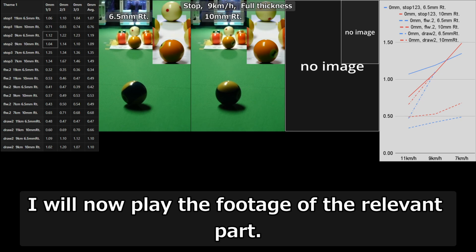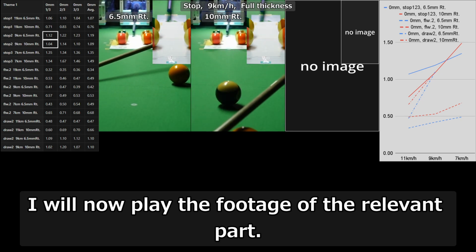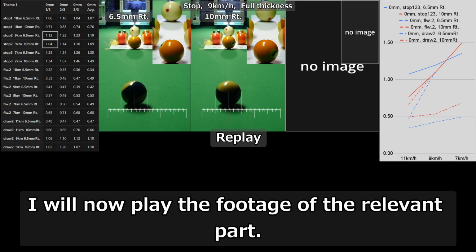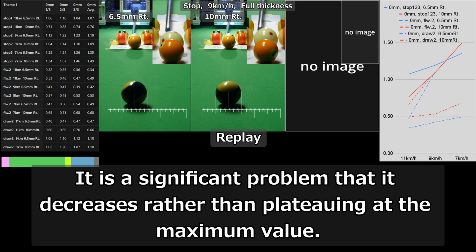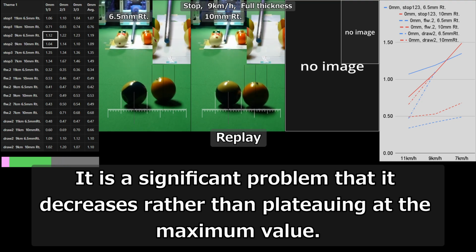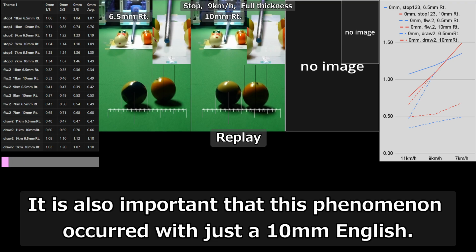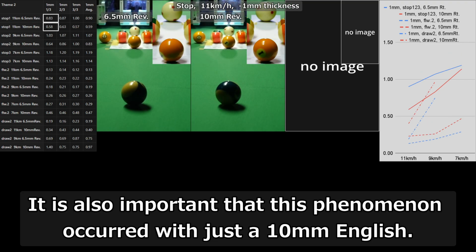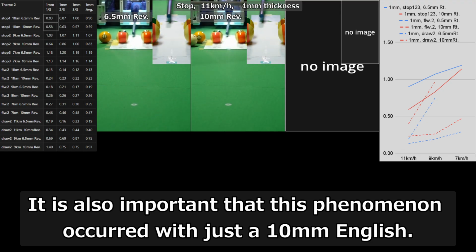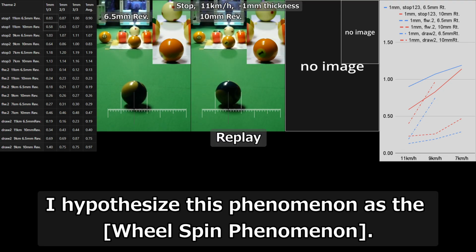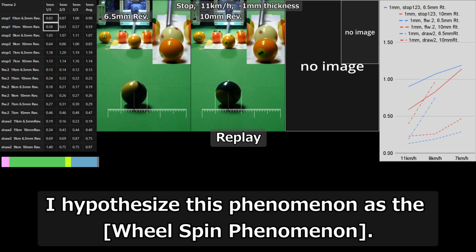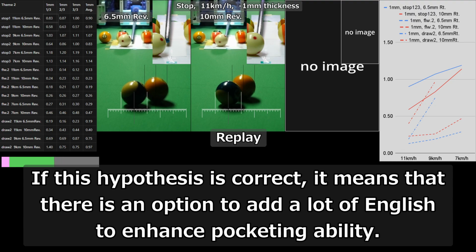I will now play the footage of the relevant part. It is a significant problem that it decreases rather than plateauing at the maximum value. It is also important that this phenomenon occurred with just a 10 mm English. I hypothesize this phenomenon as the wheel spin phenomenon. If this hypothesis is correct, it means that there is an option to add a lot of English to enhance pocketing ability.